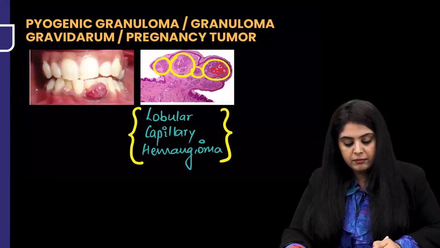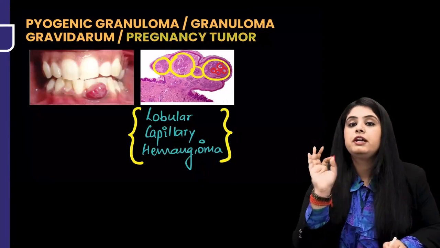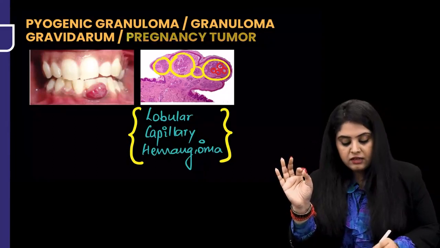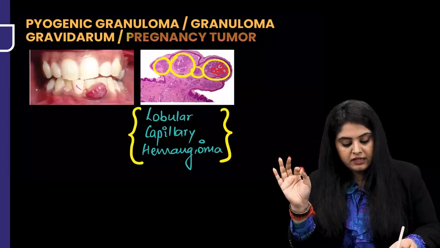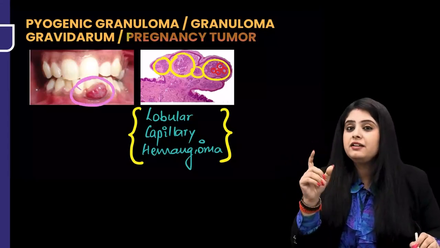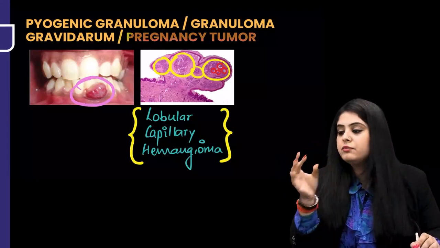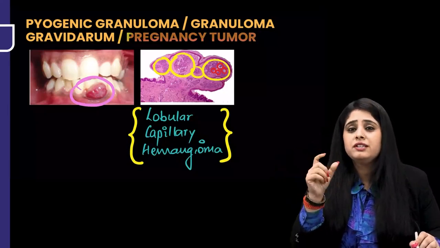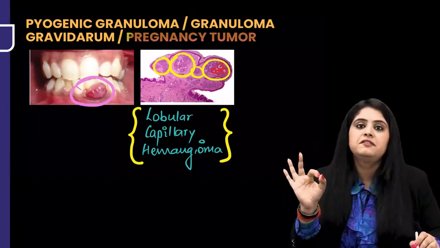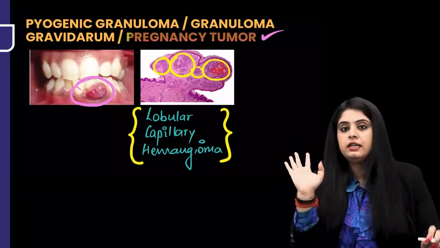You can call it pregnancy tumor, which is the perfect name, because yes, this occurs in pregnancy. You can see this is a pregnant female. They will say there's a pregnant female. That is how the question will start. On the gums, on the fingers, on any part of the body, there is a vascular tumor in a pregnant female. So pregnancy tumor is the correct term.